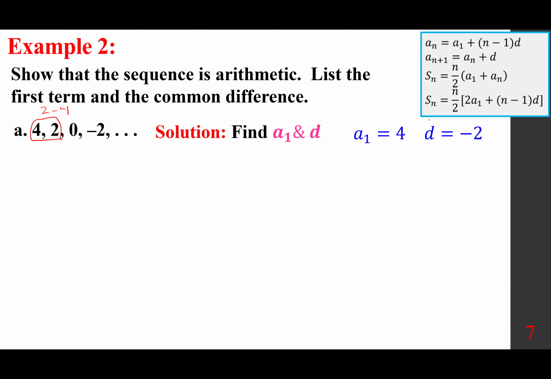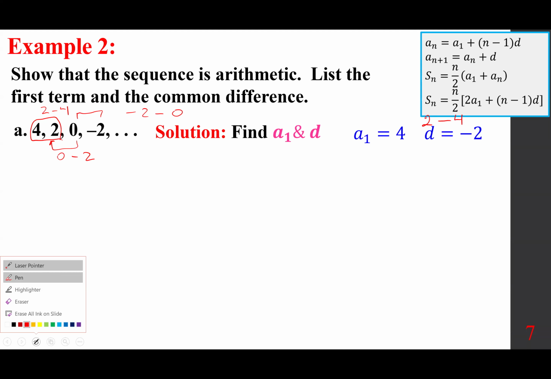So 2 minus 4, or 0 minus 2, or minus 2 minus 0. Of course, you really should do a few just to make sure that these are not changing. That's the proof that makes it an arithmetic sequence.